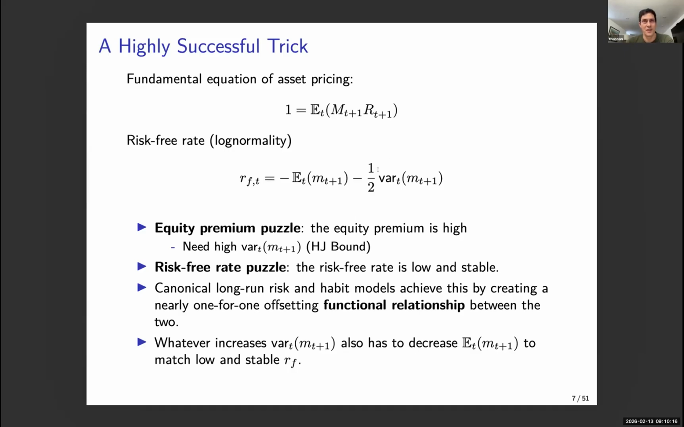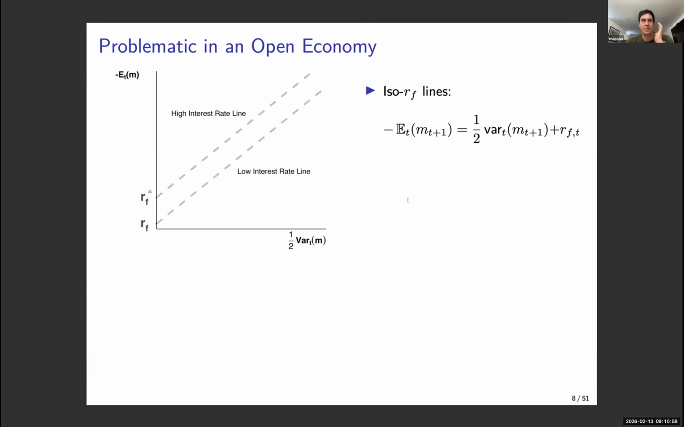What these preferences do, for example in long-run risk, is make me feel bad today about future uncertainty. They create a link between these two moments that doesn't exist under constant relative risk aversion. That link ensures that whenever this goes up by 1, this goes down by 1. So whatever increases the variance of M also has to decrease the E of M by a similar amount. And if you do that, then obviously from this equation, you're going to have a stable risk-free rate.